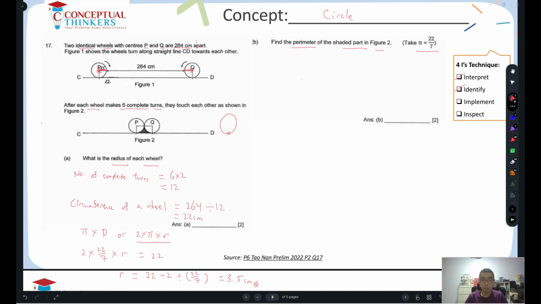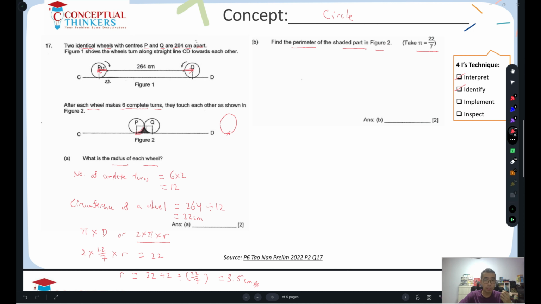Okay, so 3.5 cm. Now, I will explain to you how I check whether 3.5 cm actually makes sense later. So let's move on to part B. Now, our job now is to find the perimeter of the shaded part in figure 2. So what I will do is I will just do some highlighting.